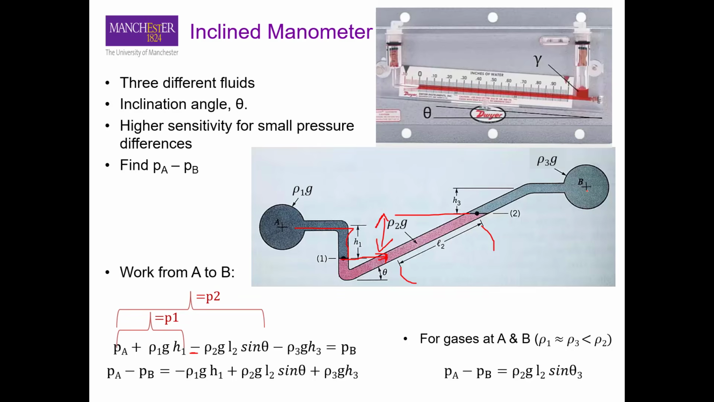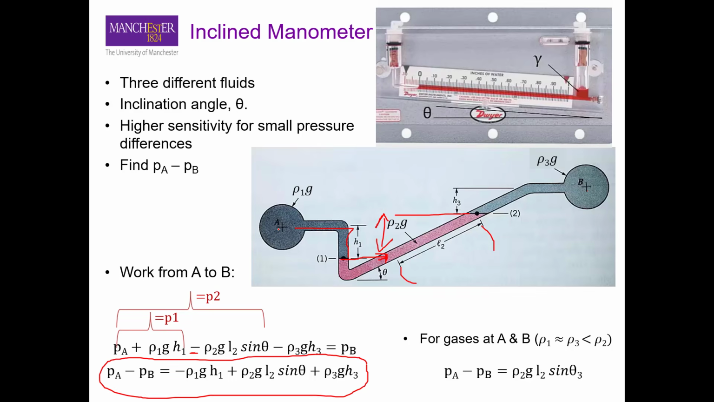Okay. We can rearrange this equation, and you can check my algebra here, that you can write Pa minus Pb, that is, you take the Pb to this side, and then you have minus rho 1 g h1 plus rho 2 g L2 sine theta plus rho 3 g h3. Okay. So this is the expression that gives you the pressure difference between point A and point B.